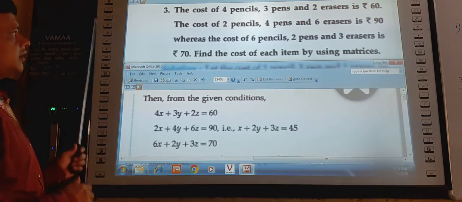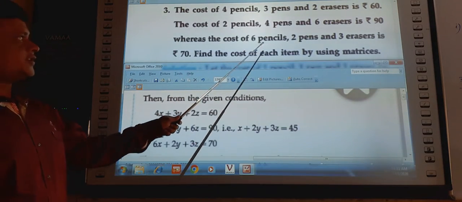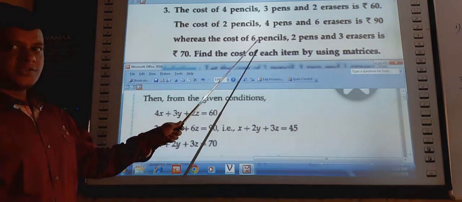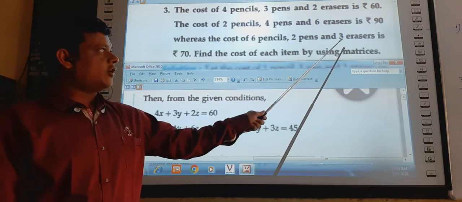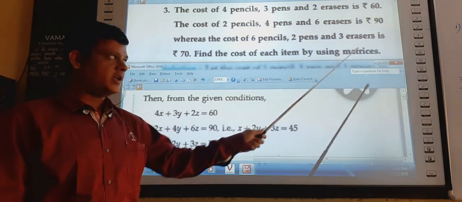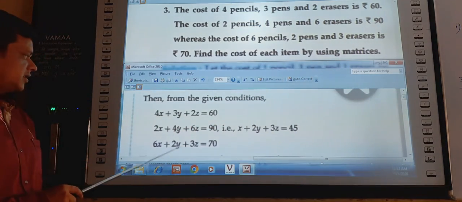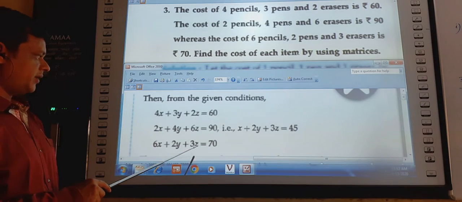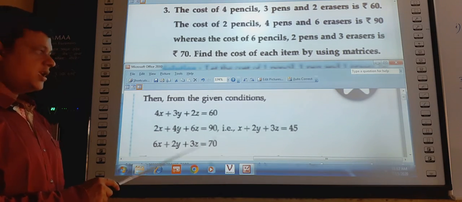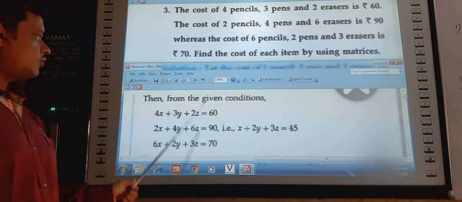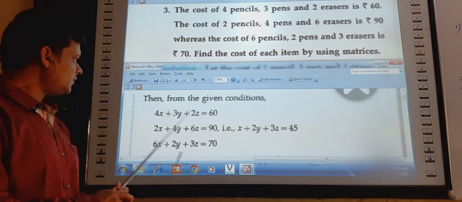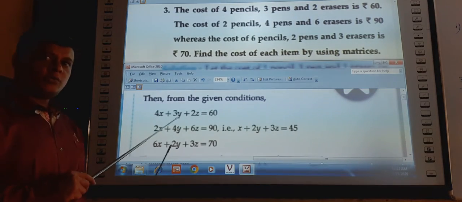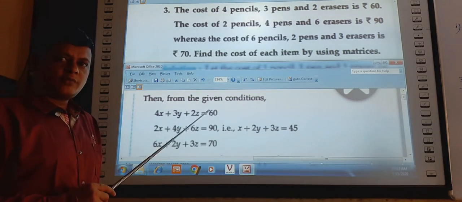Now from the third condition, the cost of 6 pencils is 6x, the cost of 2 pens is 2y and the cost of 3 erasers is 3z. So for the given condition we write 6x plus 2y plus 3z equals 70. Now we have to solve these 3 linear equations by using the matrix method. So now this problem converts to our previous form.